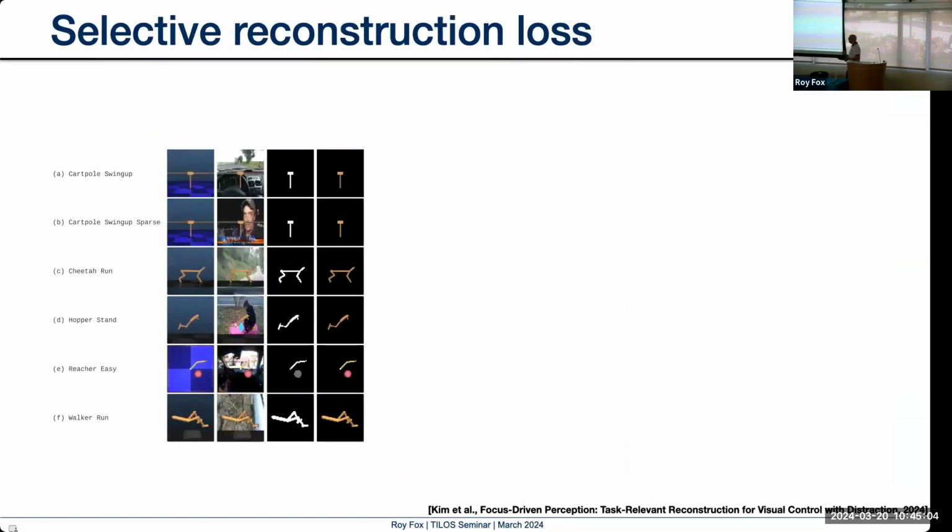So let's see what this looks like. We're going to try these 6 simple control tasks from vision, from pixels. We're going to add this distraction here. This is a ground truth segmentation, and this is what Personalized SAM does. Pretty good.